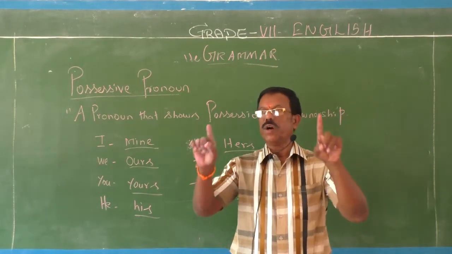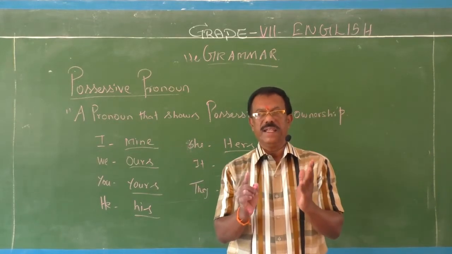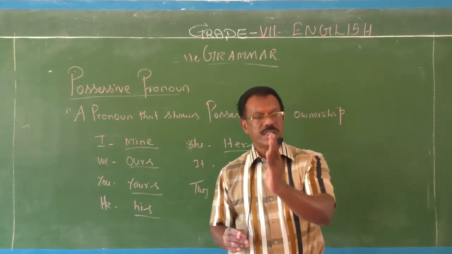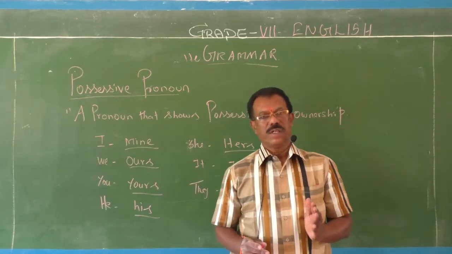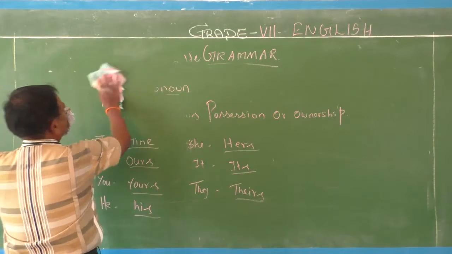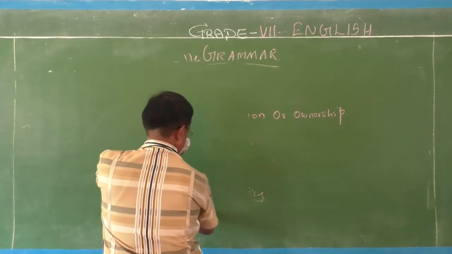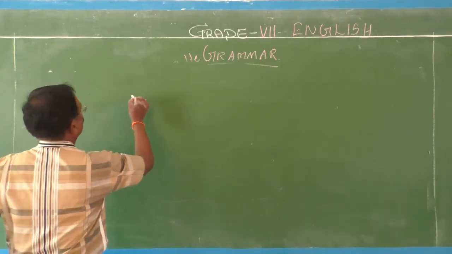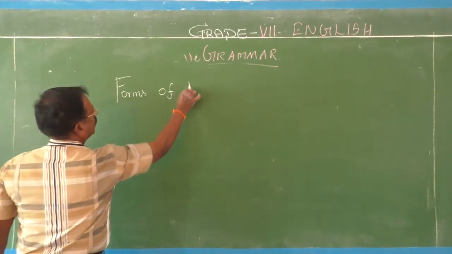Now, I will give you all these pronouns in the form of a table altogether. It will help you to understand the subject form of pronoun, the object form of a pronoun, and then possessive adjectives and possessive pronoun. Okay, children, let me give you the tabular column. Okay, now listen. Forms of pronouns.